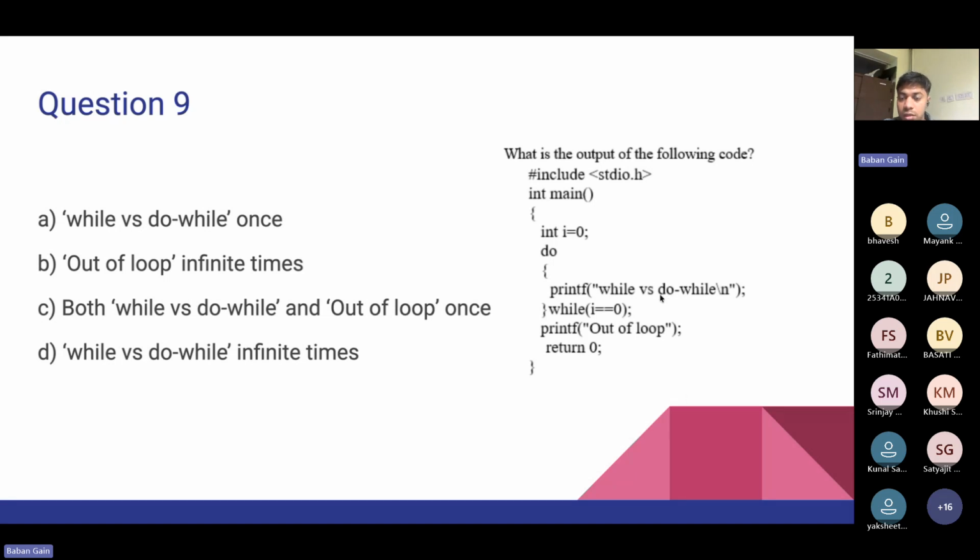Basically, because we are not changing the value of i anywhere inside the do, it will print this, check that i equal to 0 is true, then go to the do again. Again the value of i is not changed anywhere. So ultimately the value of i will remain 0 forever, and it will keep on printing "while versus do while" repeatedly. So the answer is that "while versus do while" is printed infinite times.